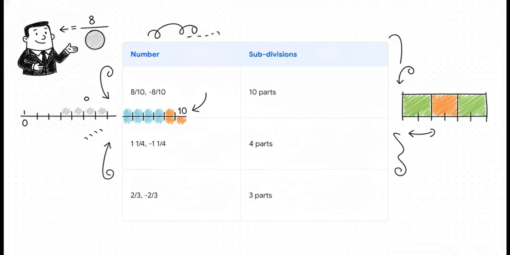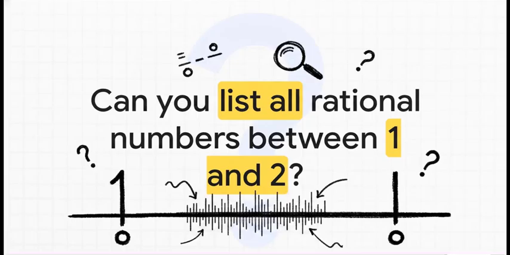Simple. For 1 1/4, your boss is the number 4, so you make 4 equal parts between the integers. For 2/3, you slice the gap into 3 equal parts. Seriously, just listen to the denominator, make your slices, and start counting. Moving on to question 4, we actually run into a bit of a trick question. It asks, can you make a list of all rational numbers between 1 and 2?